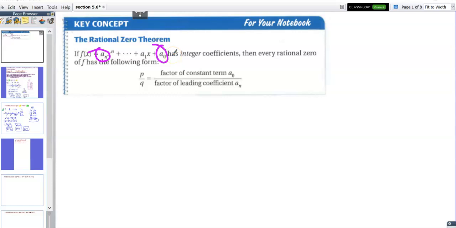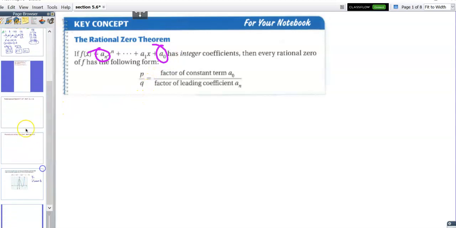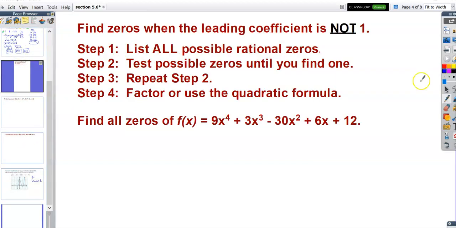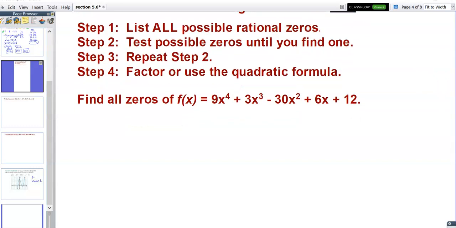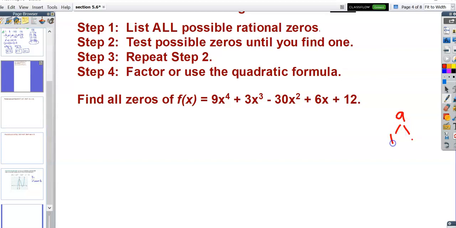And you are going to write a ratio as your last term, or a factor of your last term, to a factor of your first term. So coming to this example, we have 9x to the 4th power plus 3x to the 3rd minus 30x squared plus 6x plus 12. We are going to come up with a big list because 9 has several factors and 12 has several factors.